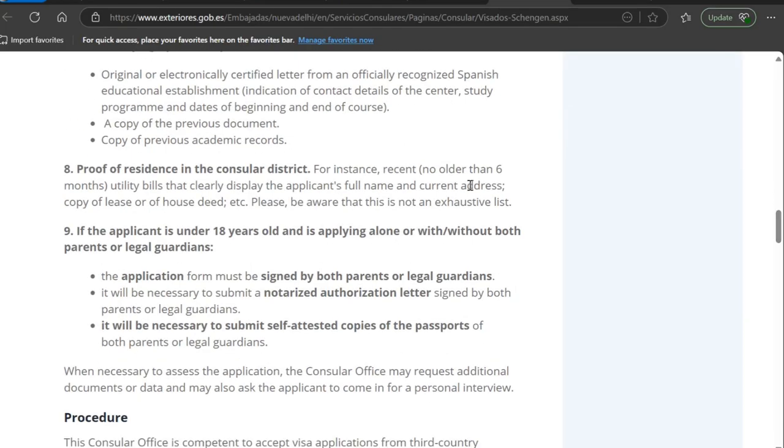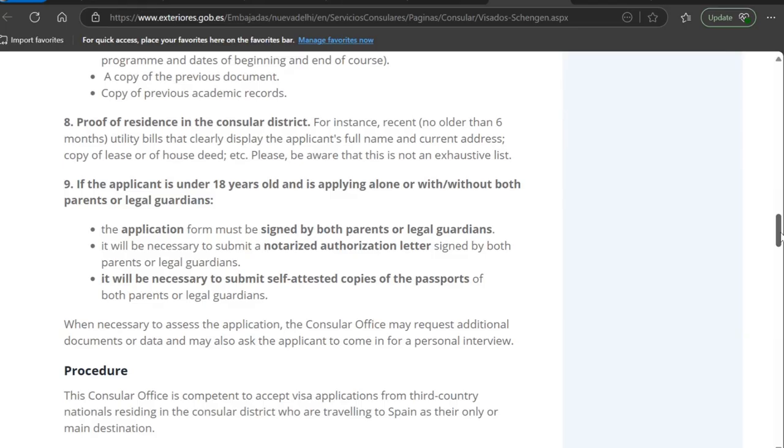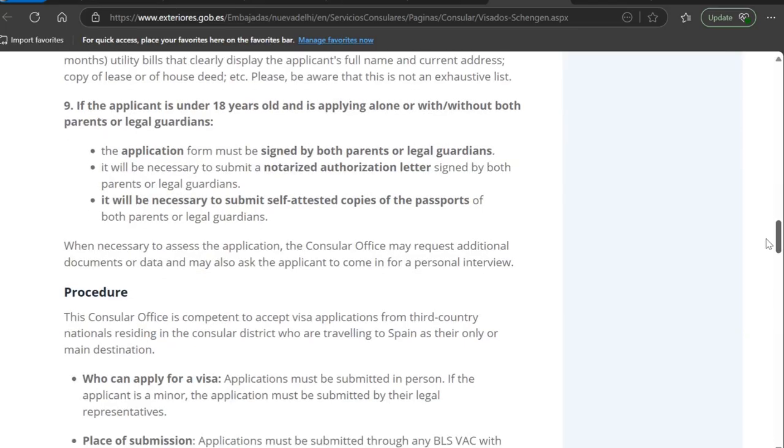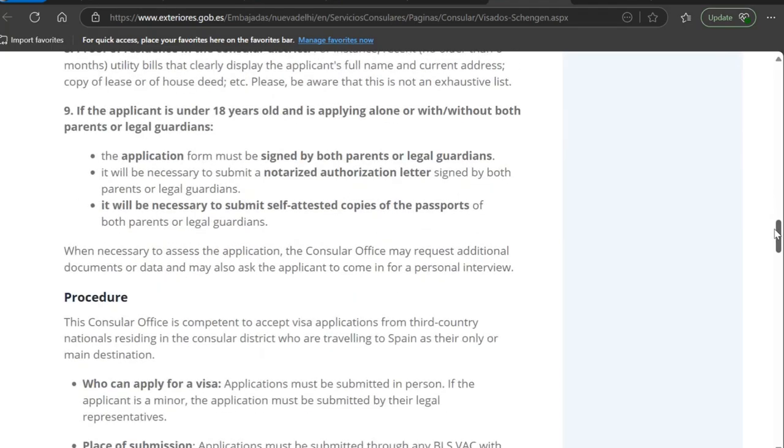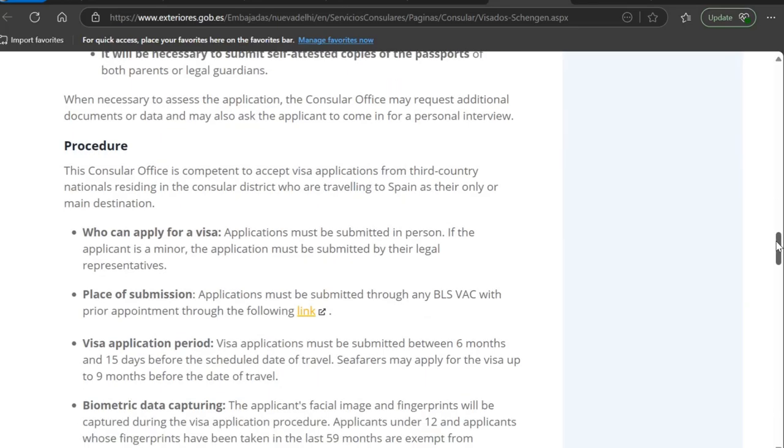Proof of residence in the consular district: a recent utility bill, not older than 6 months, with full address, house, street, etc. For a minor applicant, there are additional requirements. Fine. Now, the main thing is applying for the visa. So we know all the documents. Of course, we are yet to go through the form, but we'll go through it.